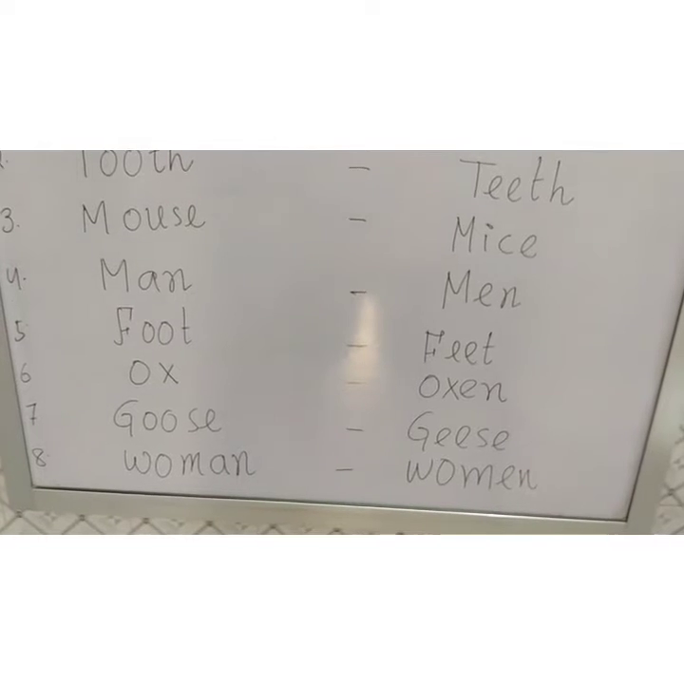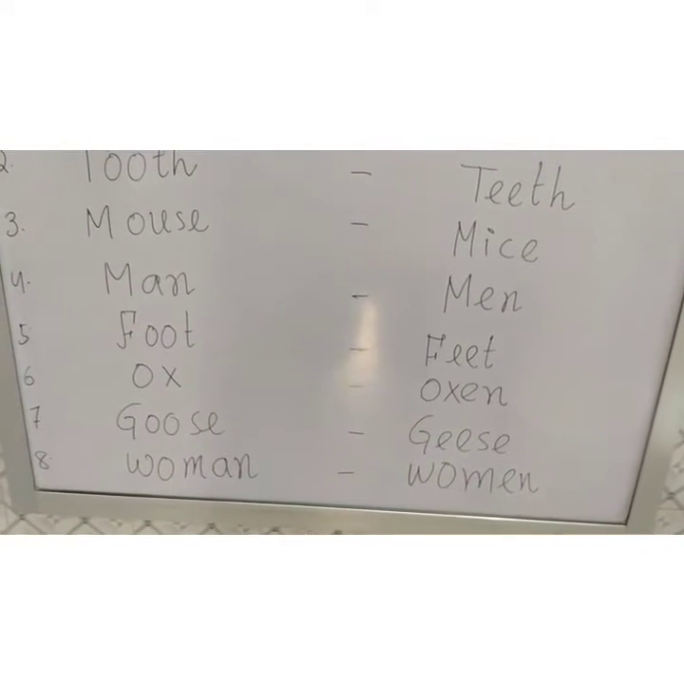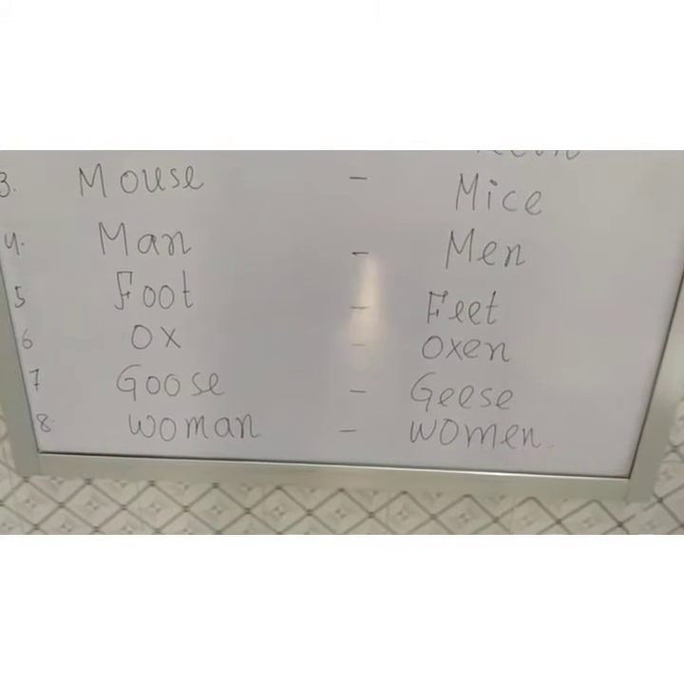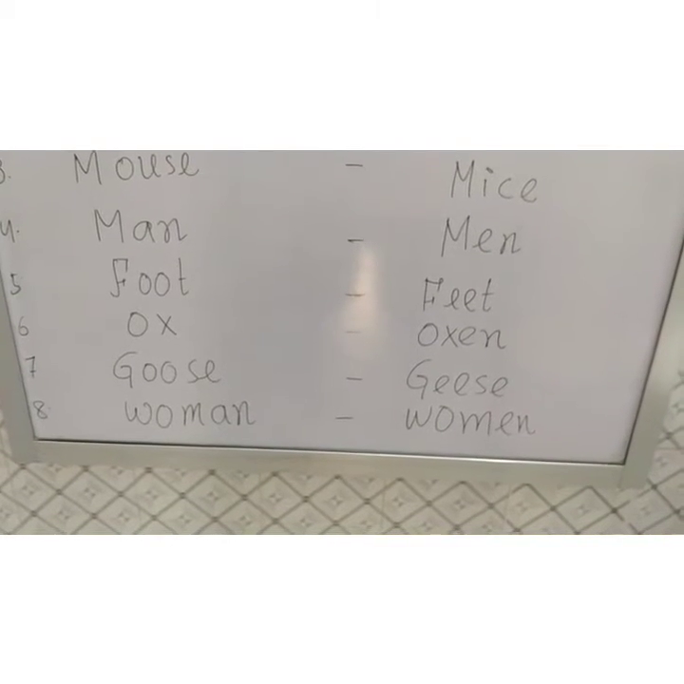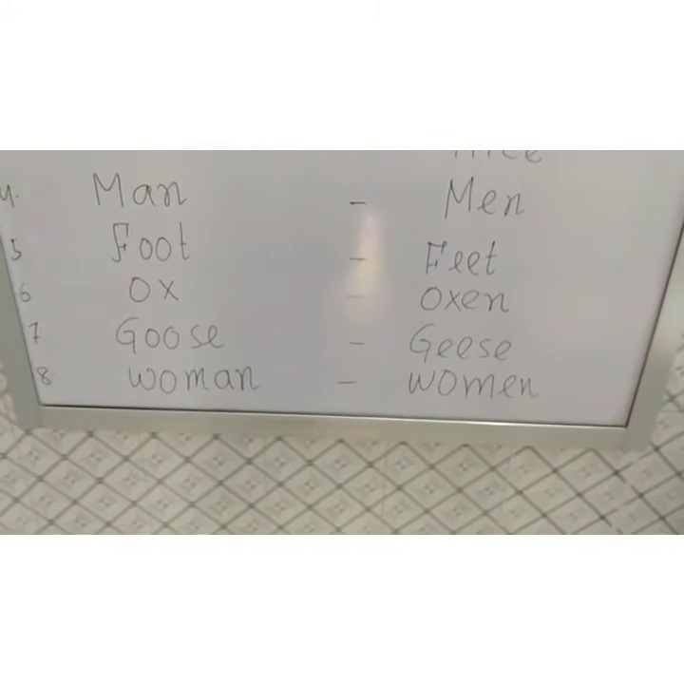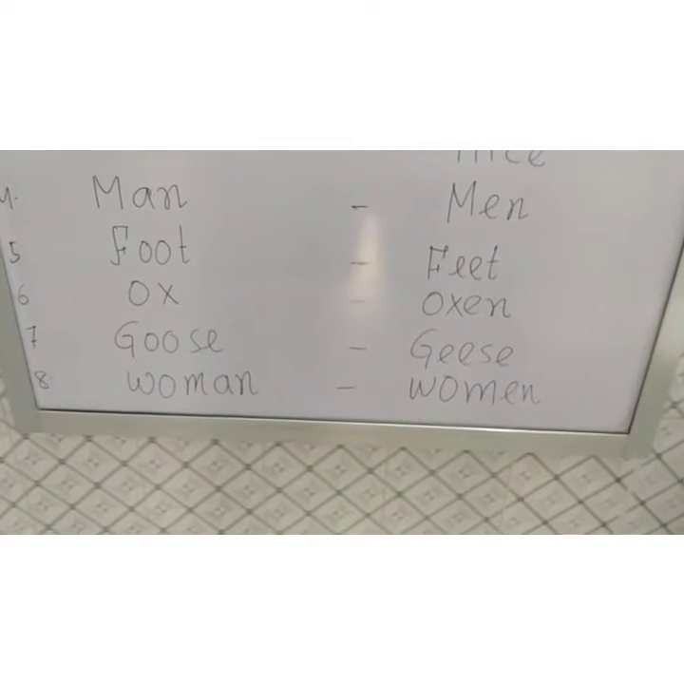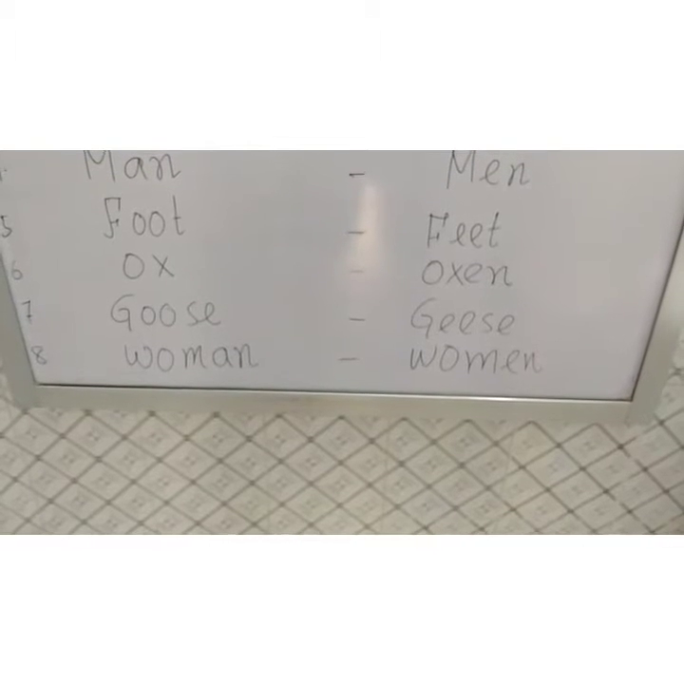5, foot, one foot of your leg. If we take both the legs, then having 2 feet. 6, ox. If it is more than one ox, then oxen. Goose, a type of bird. Its plural is geese.